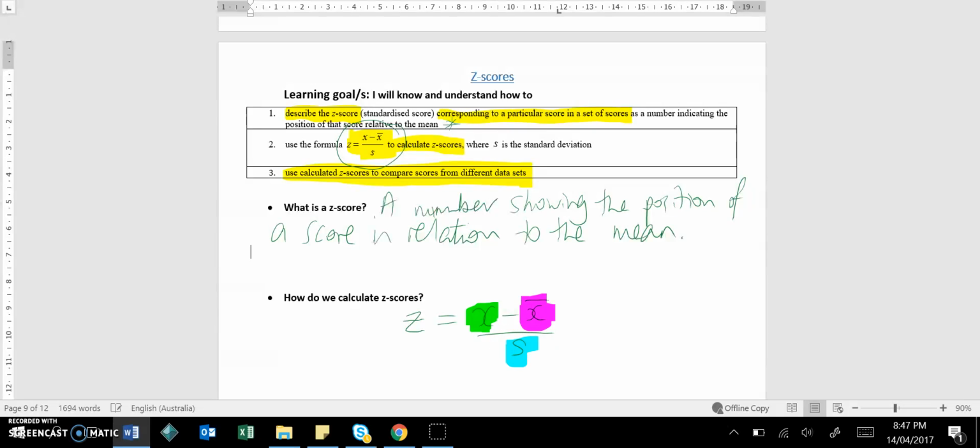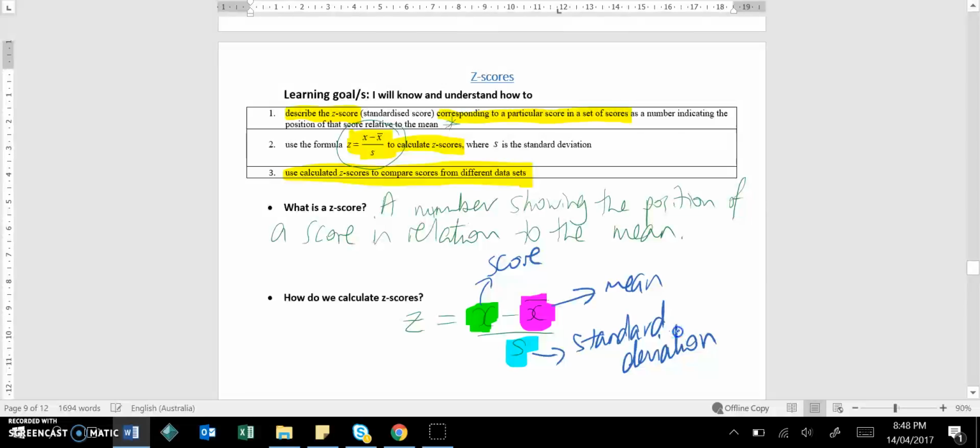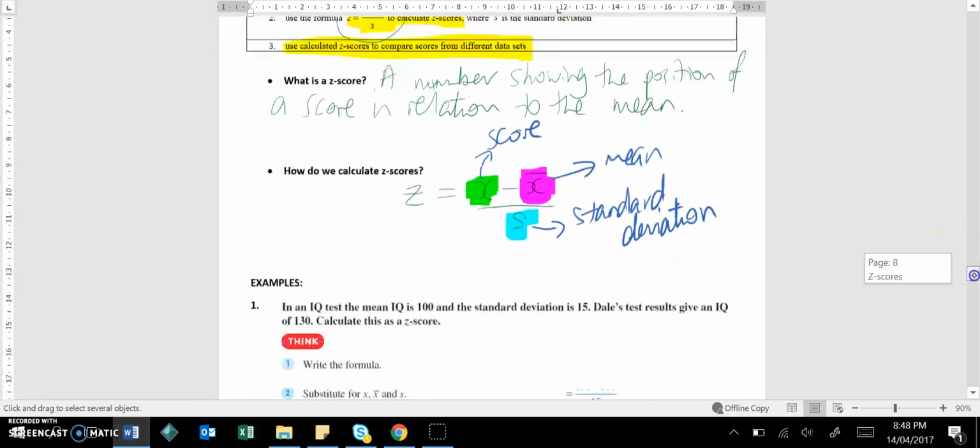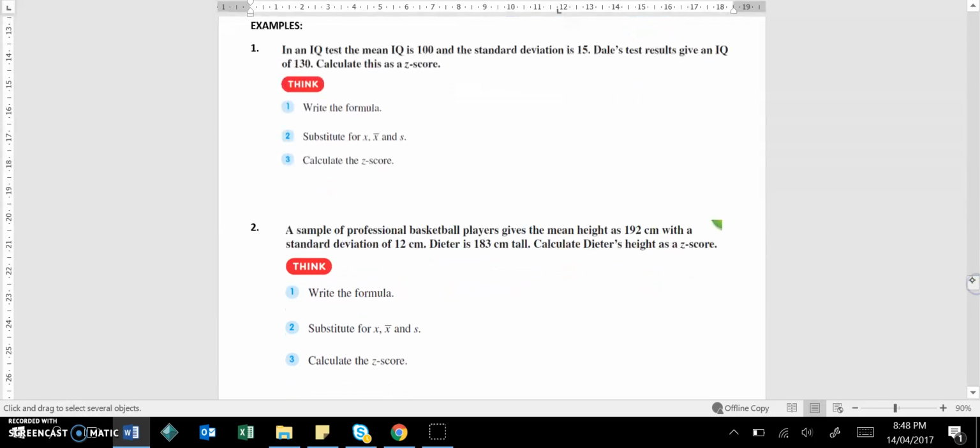So why don't we write those things down? We've got the score, we've got the mean or the average, and we've got the standard deviation. It's really important that you know that rule because we're going to be using it a whole lot, and you need it to do these problems. Awesome. All right, let's have a look at some questions together.